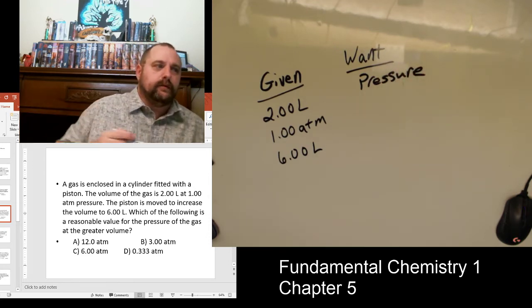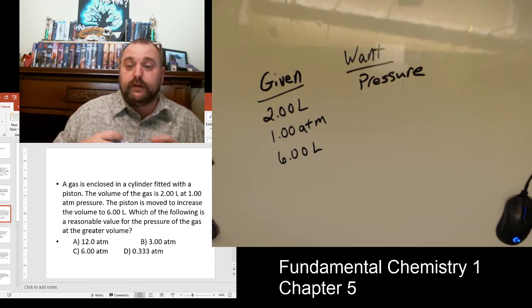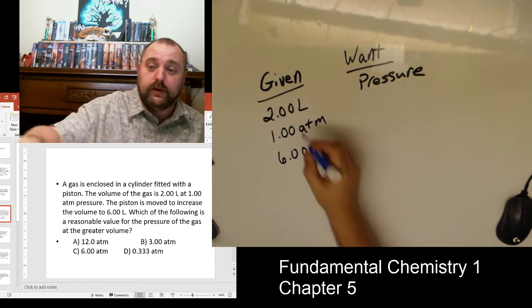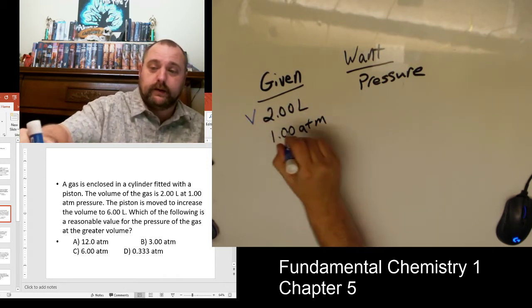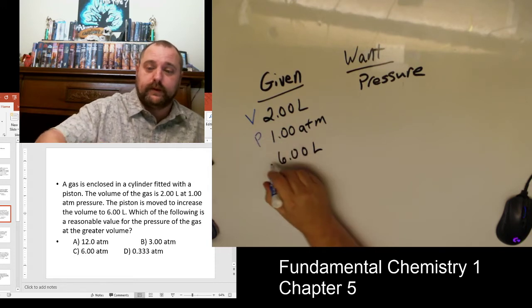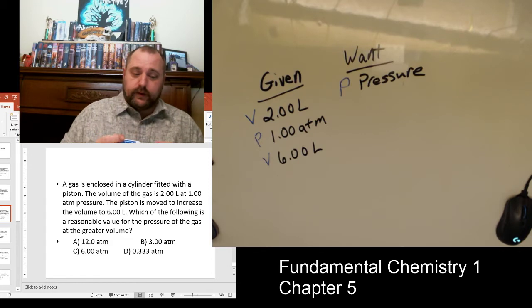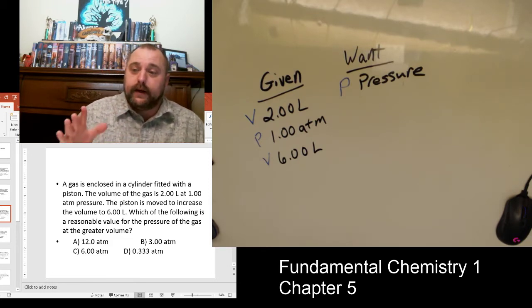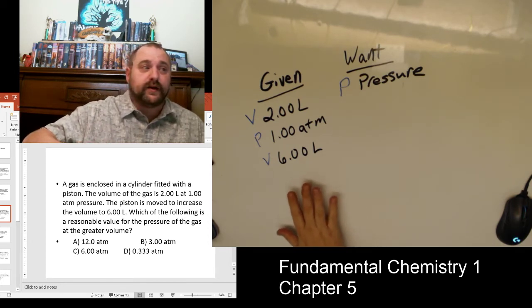All right, so once I've identified these things, the next thing I'm going to do is come in and label these with this symbol. So the symbol for liters, that's going to be volume. I'll put a V. Atmosphere is pressure. Liters is volume. And then I've got another pressure over here. So I've got two pressures and two volumes.